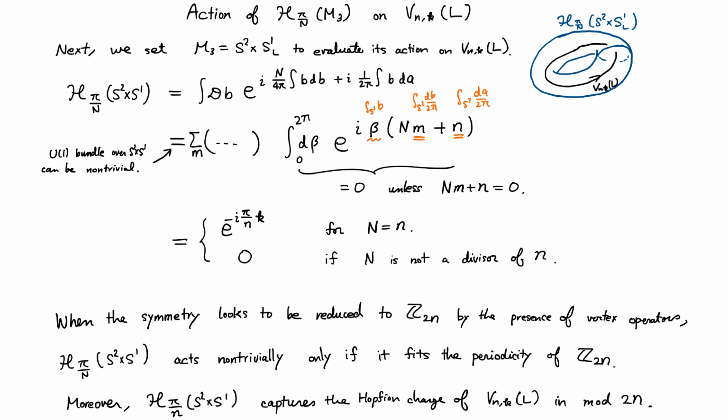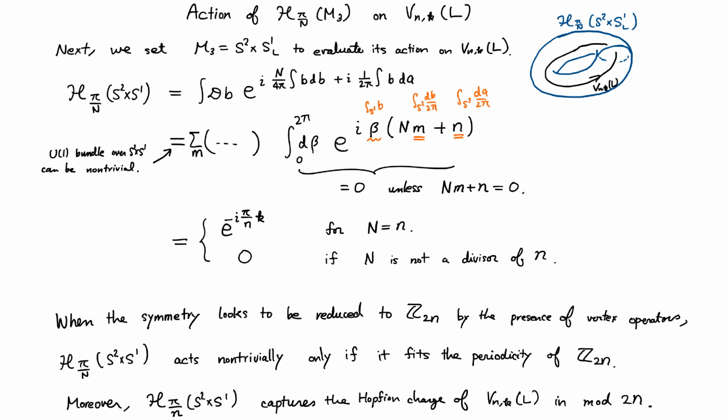And in particular, if this capital N is equal to this small n magnetic flux, this Hopf symmetry generator captures the Hopf charge K modulo n correctly. While if n is not a divisor, because there is no corresponding m making this contribution non-zero, this Hopf symmetry generator turns out to be zero.